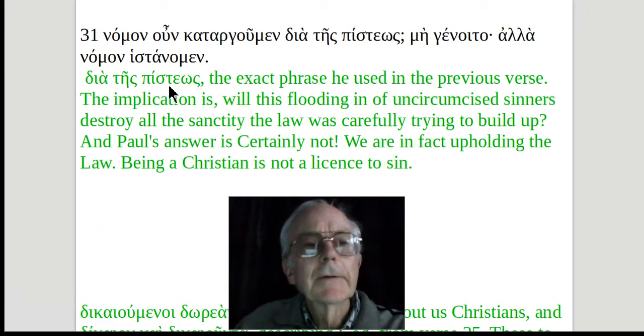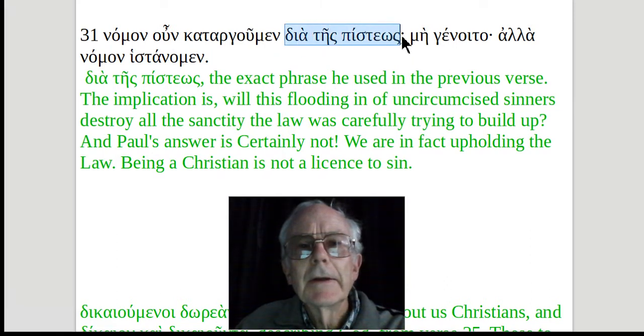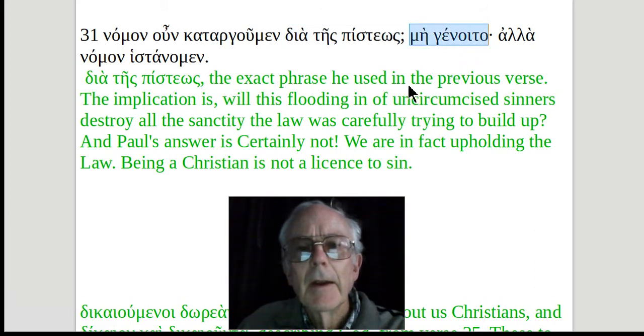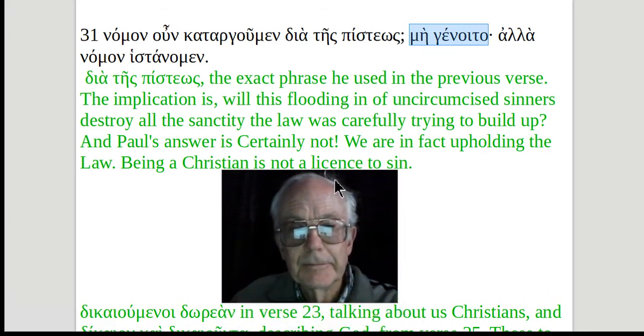Okay, so we come to the last verse, verse 31. Dia tes pisteos, the exact phrase that he used in the previous verse. The implication is, as I see it, will this flooding in of uncircumcised sinners destroy all the sanctity the law was carefully trying to build up? And Paul's answer is, certainly not. We are, in fact, upholding the law. Being a Christian is not a license to sin.